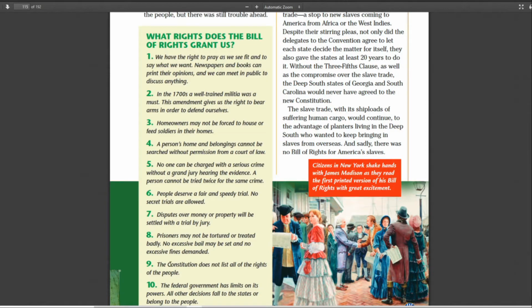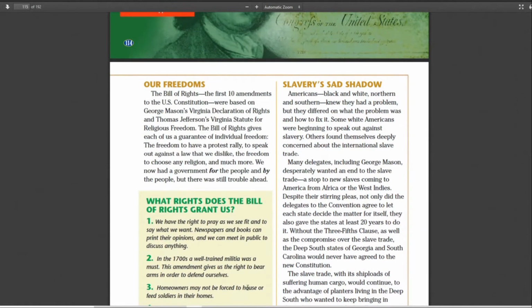And of course, at the end, the last two make it very clear that the Constitution does not list all the rights of the people. You can keep adding more if you think it's necessary, and that the federal government is limited. This was something that probably would have made George Mason much happier, that it has limits on its powers, and anything that's not explicitly in the Constitution falls to the states, something I think we ignore a little bit today.